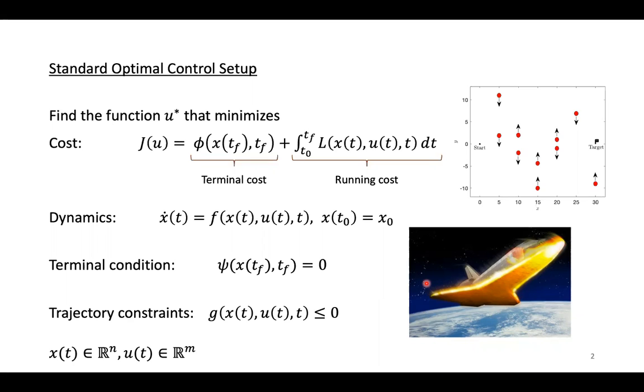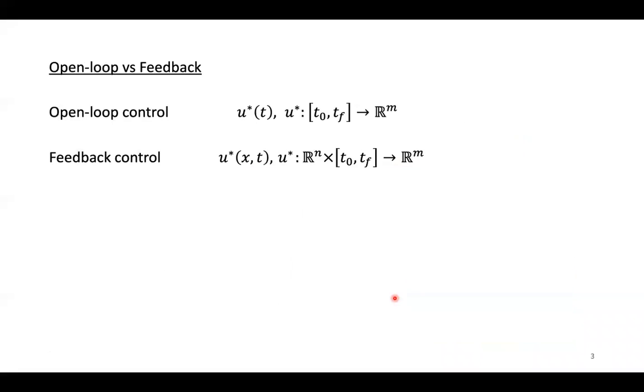So now that we have the optimal control problem set up, we want to understand what is open loop versus feedback. So the idea is to obtain this optimal controller U star, but it is a function, it is an infinite dimensional object. You can have different ways of representing that function.